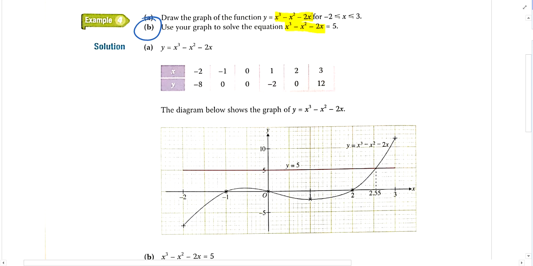So how then am I supposed to use this graph to solve this equation where this part equals to 5? Why should I put y equal to 5? Okay, y is equal to x cubed minus x squared minus 2x. Then here I've got x cubed minus x squared minus 2x equals to 5. So why is it that by drawing the line y equal to 5, I will be able to get a solution? Okay, so this is the thing I need you to think about. If I don't start with a cubic equation, we always try to start with something simpler.